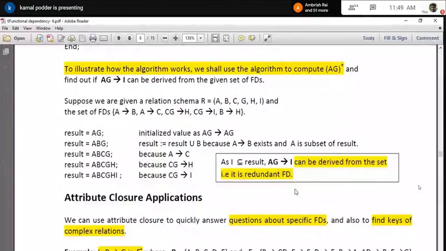Okay, tell me. Sir, here B implies H, so because of that redundancy, is that condition dropped? Okay, B derived to H. Yes, actually, one minute. No. Actually, what is my objective? Find out whether this can be derived or not.